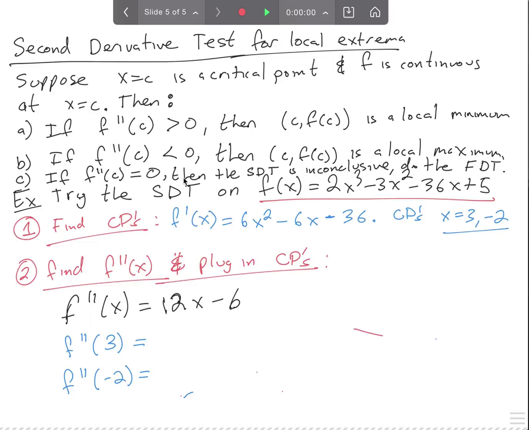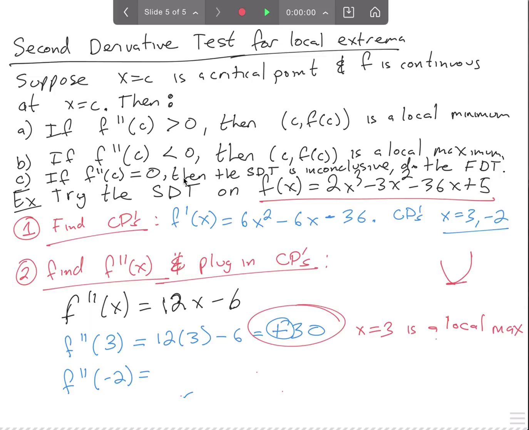So if I plug in 3, I get 12 times 3 minus 6. Positive what? 30. Positive 30. The key thing is the positive there. What does that mean? So at the critical point, at 3, it's going to be concave up, which means that it's a local, so if it's a critical point and it's concave up, then it would have to be a local max, right? Concave up, looks like that, doesn't it? Oh, sorry, just making sure you guys are paying attention.